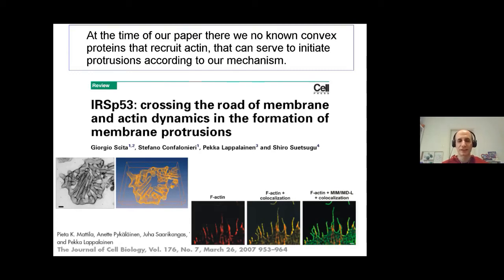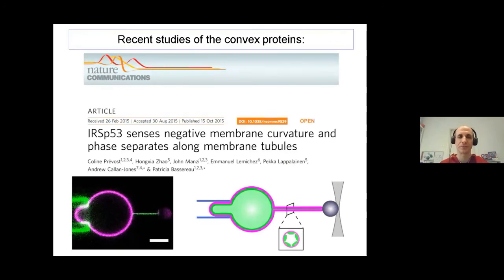Don't think for a second that Shiro, Pekka, Stefano, and Giorgio found these proteins or looked for them because we had the theory. They were completely oblivious to the theory. But that's also a part of life that you have to accept when you do biophysics. It's still not the same culture as we're used to from physics itself, I mean, the connection between theory and experiments.